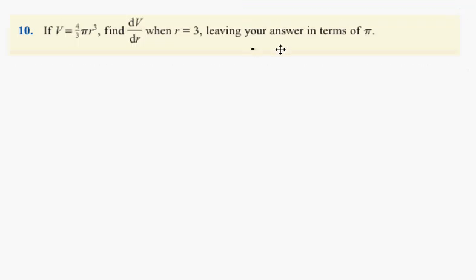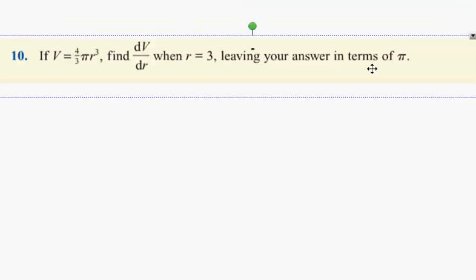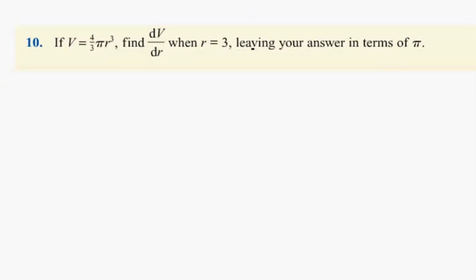Anybody tell me what happens when you differentiate x cubed? Bring 3 to the front, take 1 away from the power, 3x squared. Anybody tell me what happens when you differentiate kx cubed? Now bear in mind the k is just like a number. 3kx squared. 3 multiplied by k is 3k, and then x squared. Everybody happy with that?